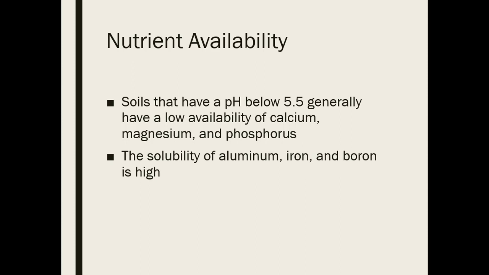Soils that have a low pH, like 5.5 and below, you're going to have a low availability of calcium, magnesium, and phosphorus, and the solubility of aluminum, iron, and boron is high and can cause damage to the roots.